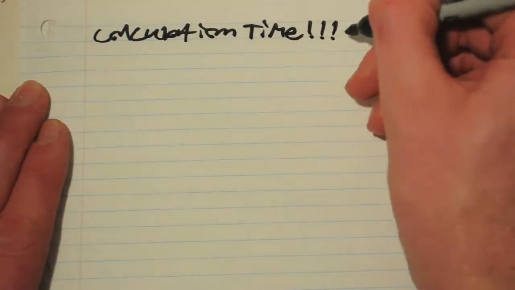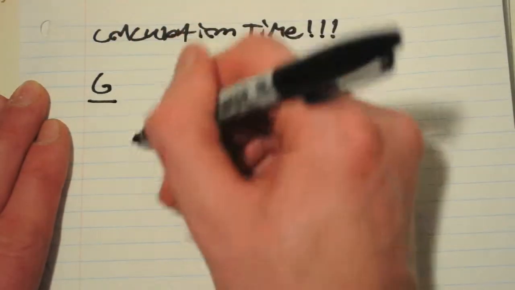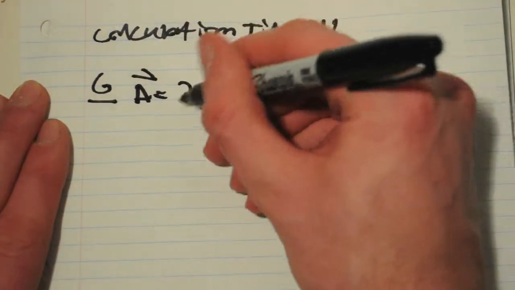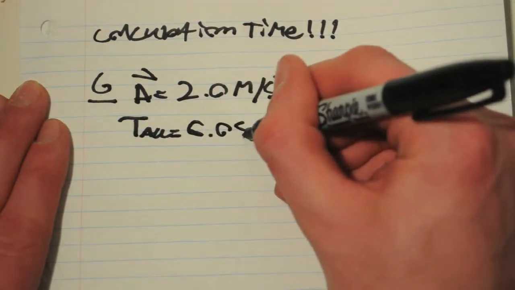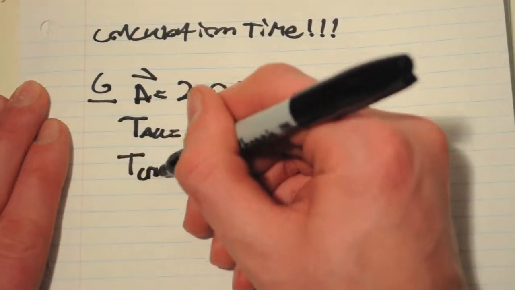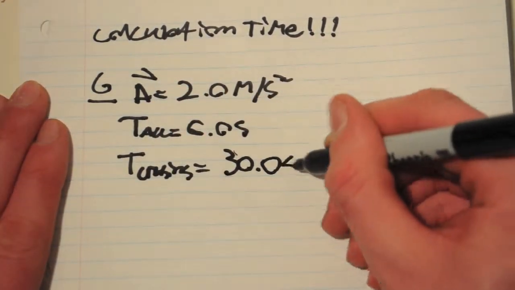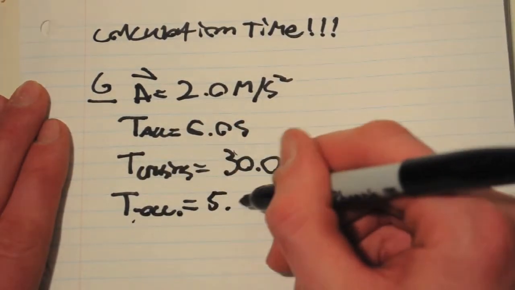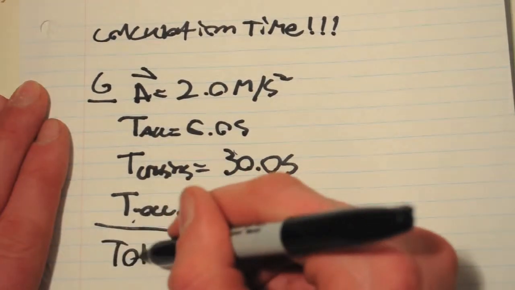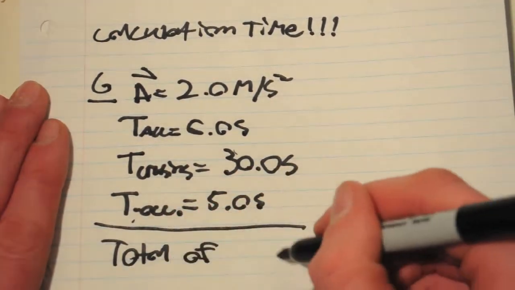Calculation time! Alright, so our givens. Our first acceleration is 2 meters per second squared. Then it takes 6 seconds. The car is cruising for 30 seconds, and the time for the deceleration is 5 seconds. That all adds up to a grand total of 41 seconds.